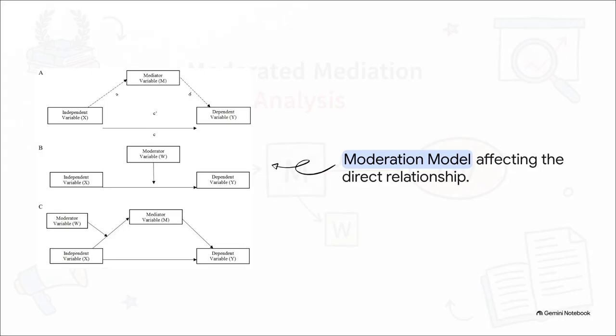To see this volume dial in action, take a look at the moderation model we're showing here. Notice how the moderator W doesn't point to X or Y directly. Instead, it points directly at the relationship line that connects X and Y. It is literally turning the strength of that connection up or down depending on its value.